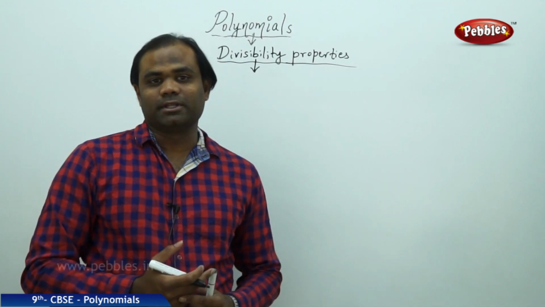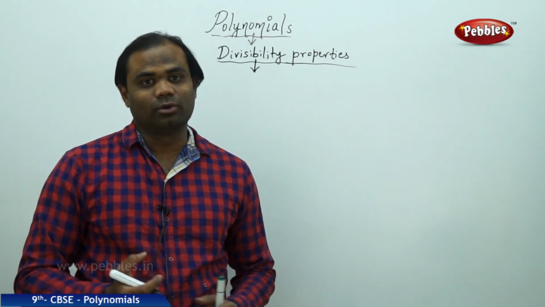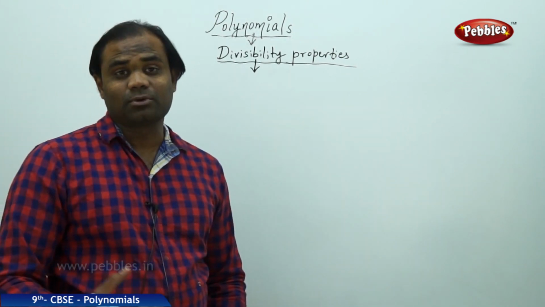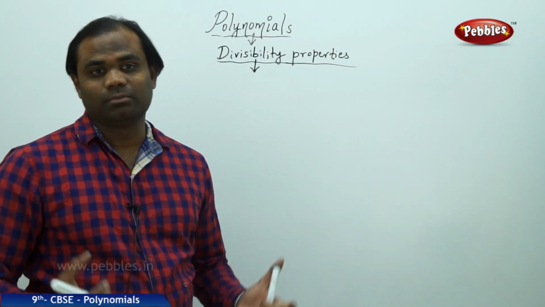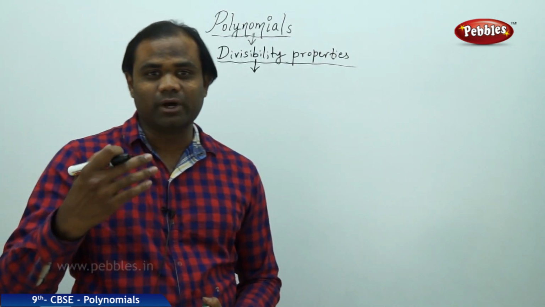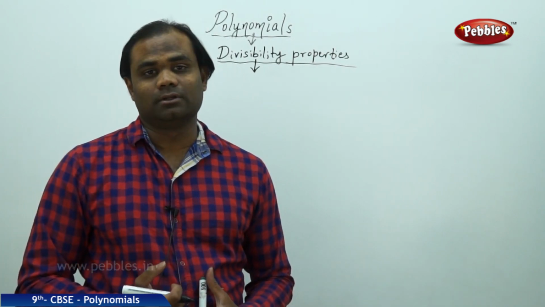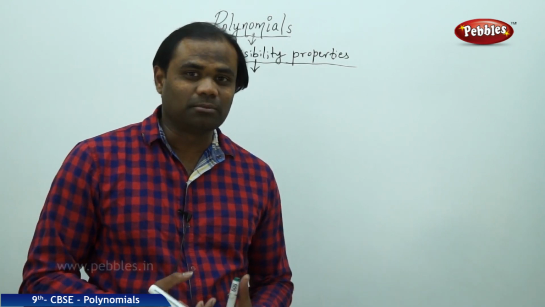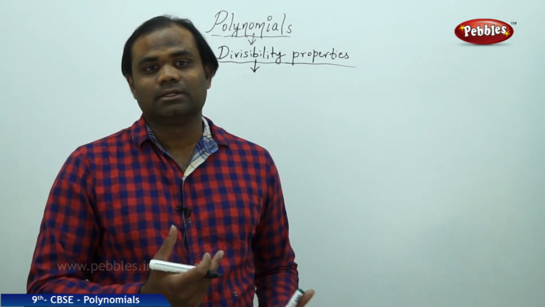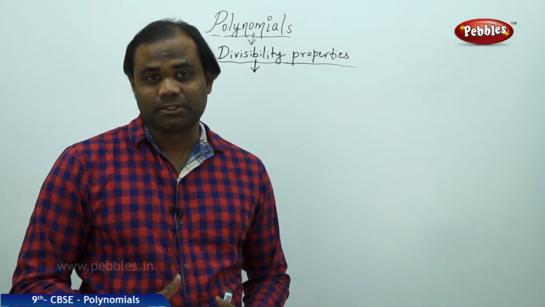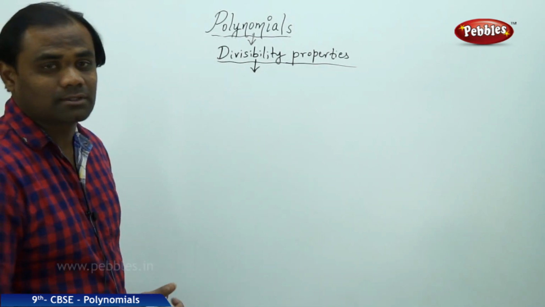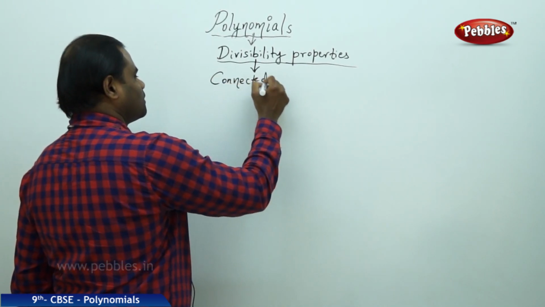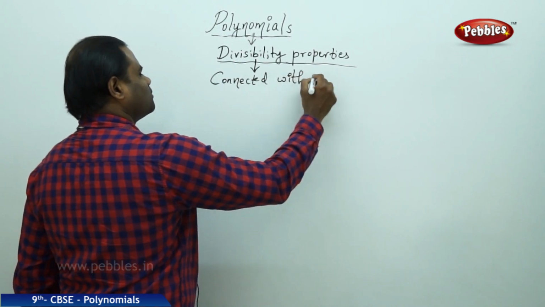Now the divisibility properties, let's connect with polynomials. This session is about connecting the divisibility properties as learned in the previous session with polynomials. What happens when we divide a polynomial with another polynomial? With numbers we have the concept, and with polynomials we have the same concept as learned through numbers. So today's session is about divisibility properties connected with polynomials.